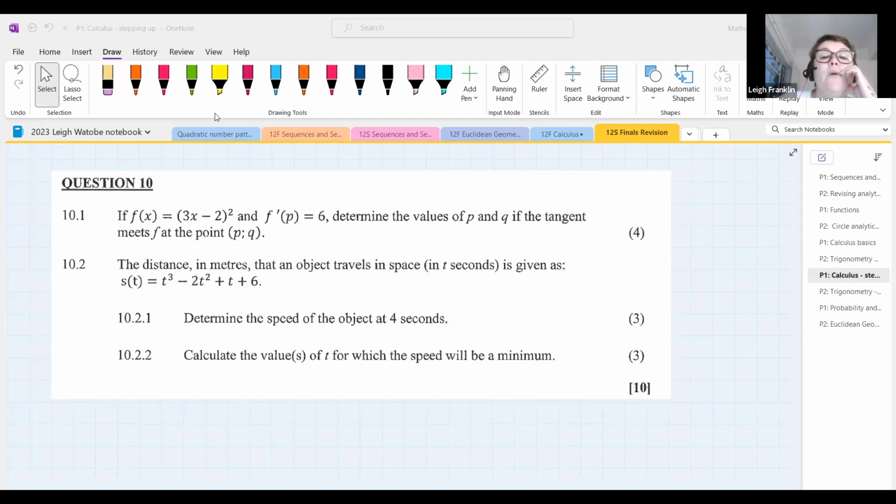Oh, okay. See how we got different answers for Q compared to you. Ah, that's interesting. Yeah, Pinga, I think that might be what you have done, because your answer is the same as Letu's. So remember they wanted the speed, not the meters. It was the speed of the object at 4 seconds. But your answer for question 10.2.2, Pinga, is perfect.